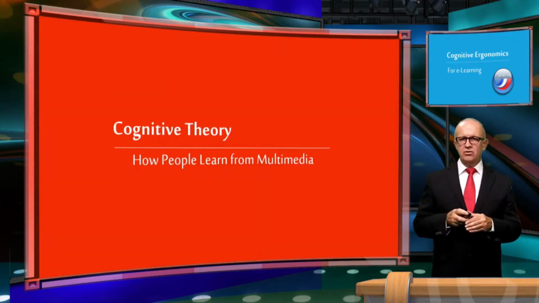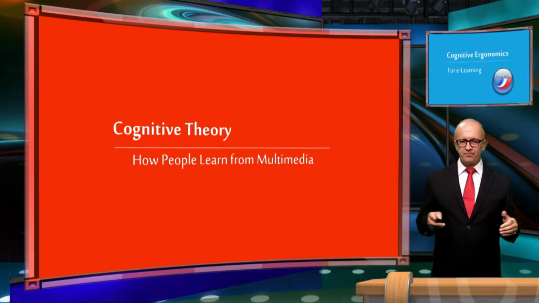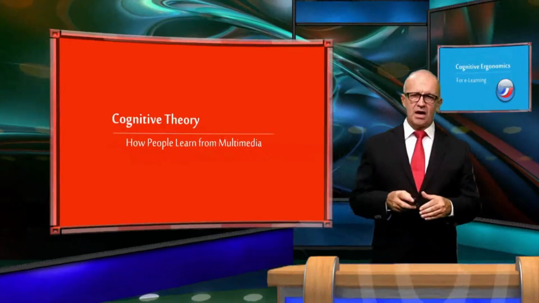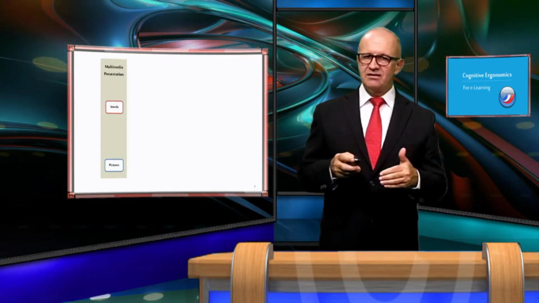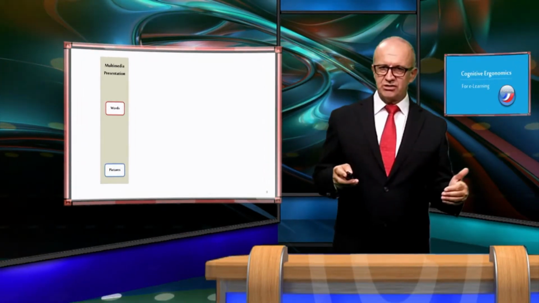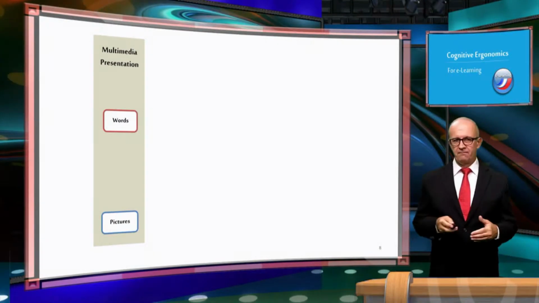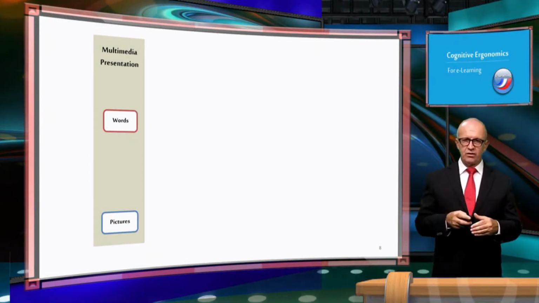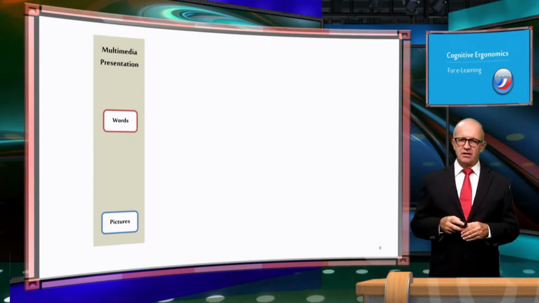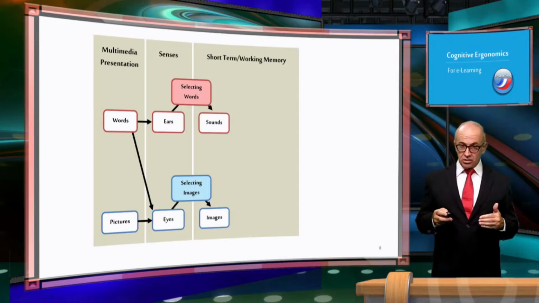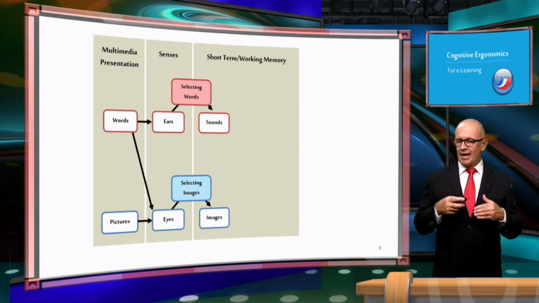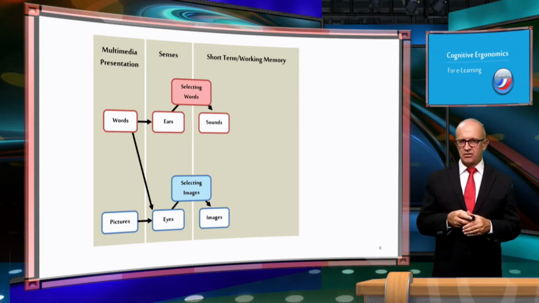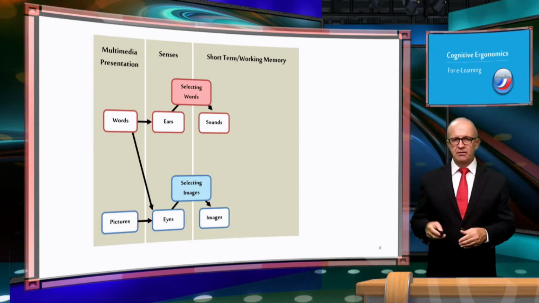Now, let's take a look at the cognitive theory. It describes how people learn from multimedia content, including videos, presentations, and e-learning modules. First of all, it's important to consider the learner's brain as a cognitive processing system. An e-learning module may contain words and pictures.